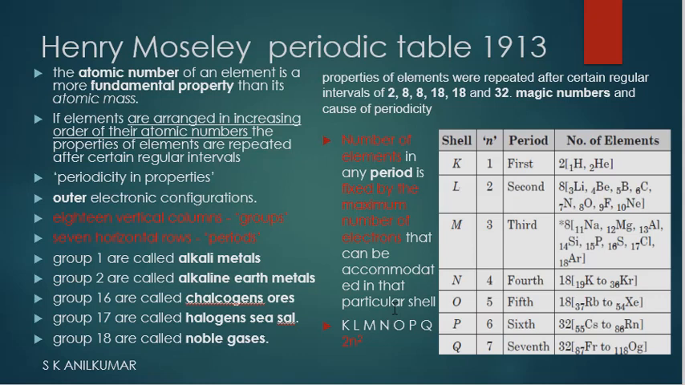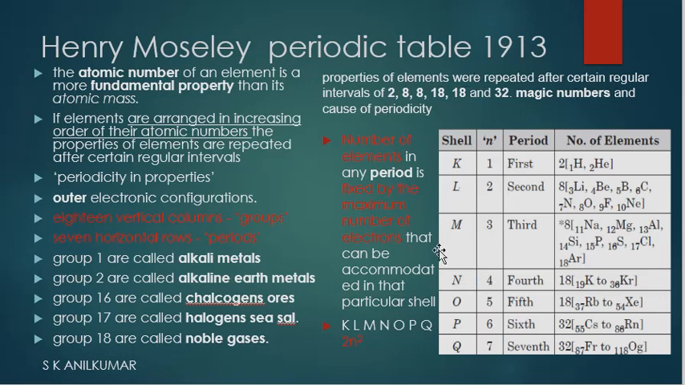If there are 4 electrons, 2 in K, 2 in L. If there are 9 electrons, 2 will be in K, 7 in L. If there are 10 electrons, 2 will be in K, 8 will be in L. So after that, the 11th electron will be in M. Like this it will add as 2, 8, 8, 18, 18, 32. These are the magic numbers which cause the periodicity.